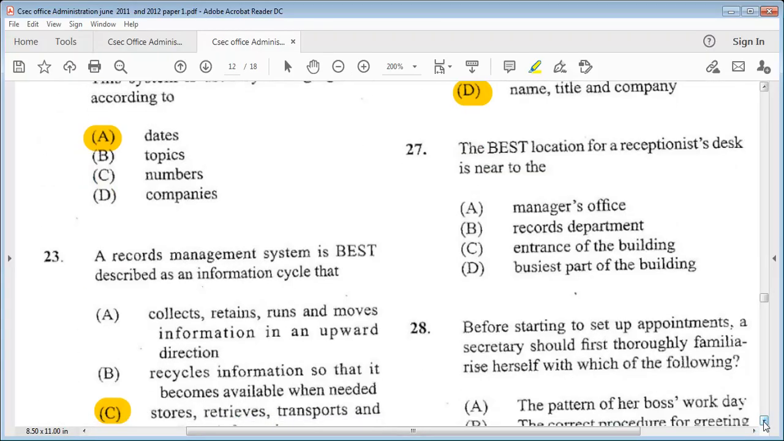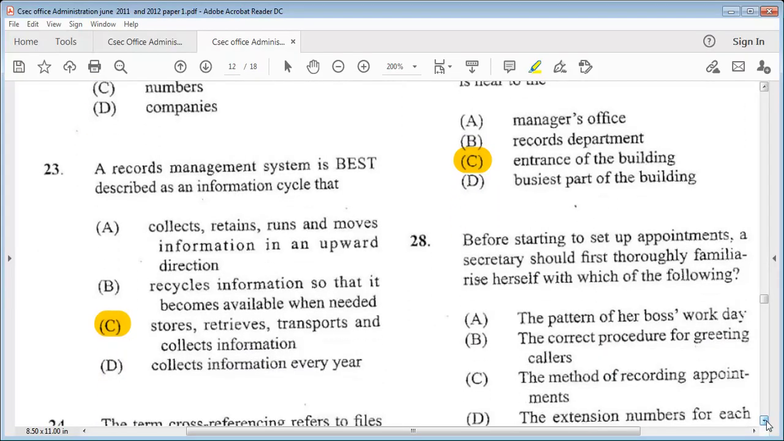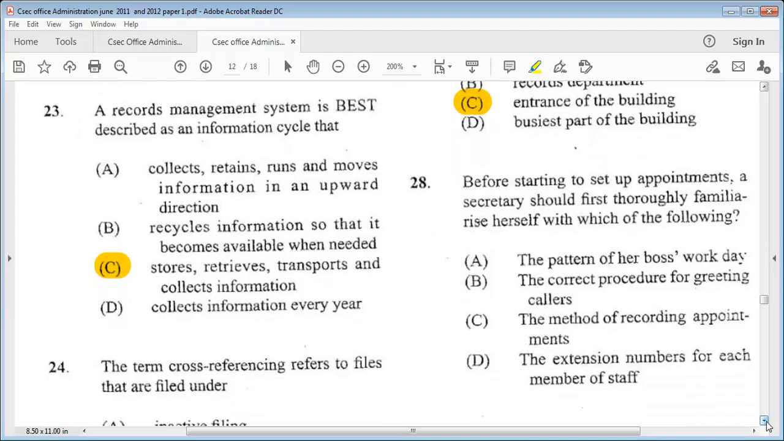Let's go on to 27. The best location for a receptionist desk is near to the A, manager's office, B, records department, C, entrance of the building, or D, busiest part of the building. Our answer would be C, nearest to the entrance of the building. The first person they will see as they enter. All right, let's go on to 28.